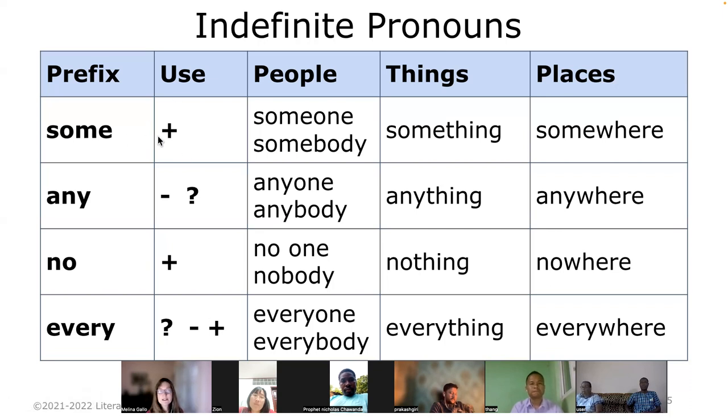So some is generally used in positive sentences. Any is more often used in negative sentences or questions. No is always used with positive verbs, and every can be used in a variety of ways.